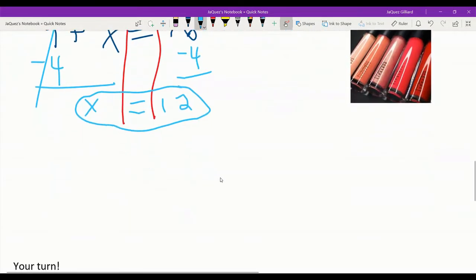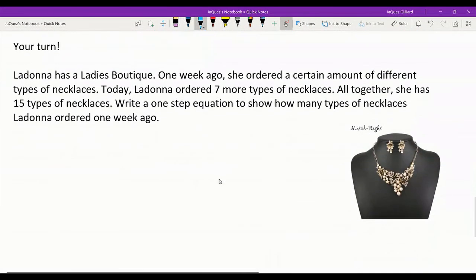All right, let's move to the next one. Now, this one is going to be your turn. So what I want you to do is just take a moment, pause the video if you need to, and try to solve this problem. And then when you're done, you're going to work it out to see if you got the answer correct.